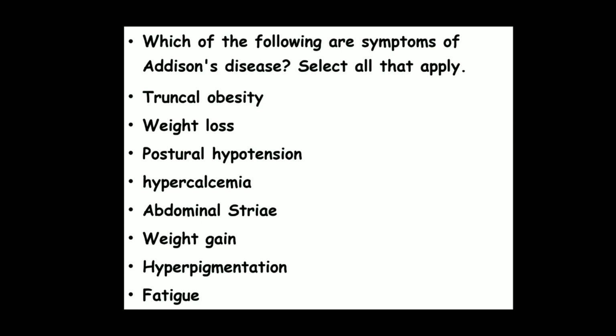Now, which of the following are symptoms of Addison's disease? Select all that apply. Truncal obesity, weight loss, postural hypotension, hypercalcemia, abdominal striae, weight gain, hyperpigmentation, and fatigue. Recall, what are the features of Addison's? Truncal obesity? No. Weight loss? Yes. Postural hypotension? Definitely, when there is fluid loss, postural hypotension can occur. Hypercalcemia, yes, we have explained that there will be an increase in the calcium level. Abdominal striae, no. Weight gain, no. Hyperpigmentation, yes, brown skin is a feature. Fatigue, yes, because of the dehydration, electrolyte imbalance and water loss, there will be fatigue in the patient. So these are the features.